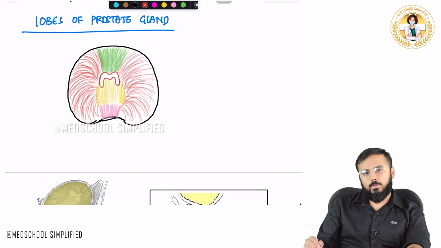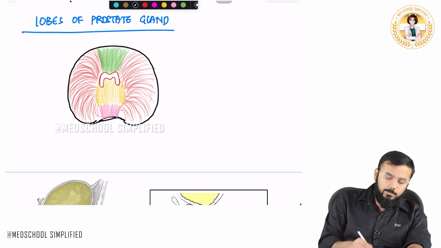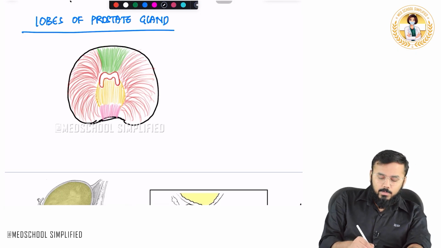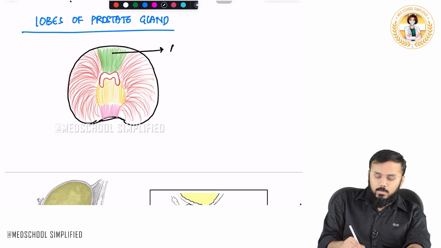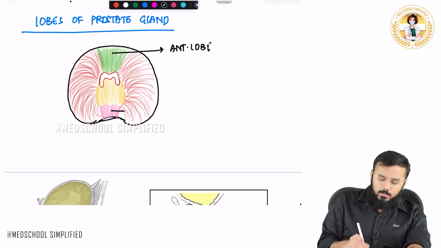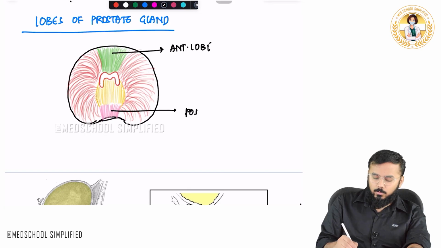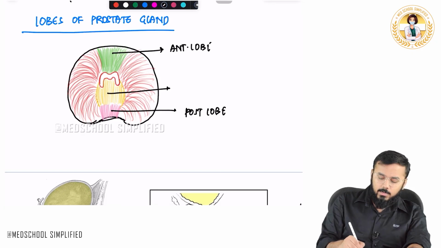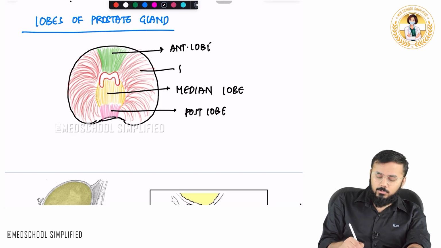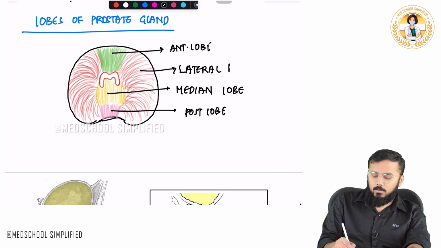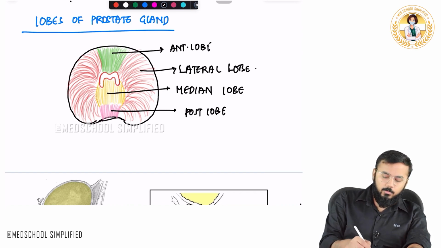This particular lobe over here is called your lateral lobe. Let me name all these lobes. This lobe is called your anterior lobe. This is called your posterior lobe. This one is called your median lobe, and this is called your lateral lobe. So there are four important lobes.